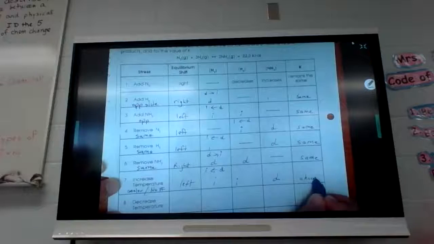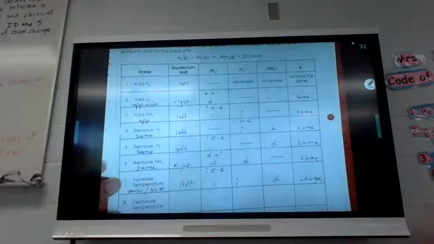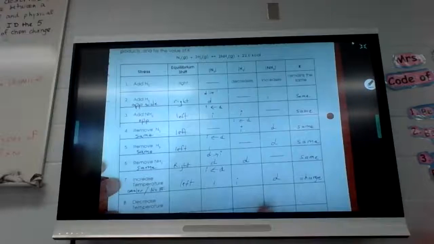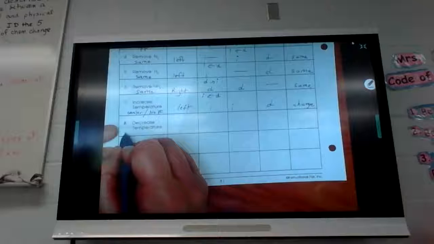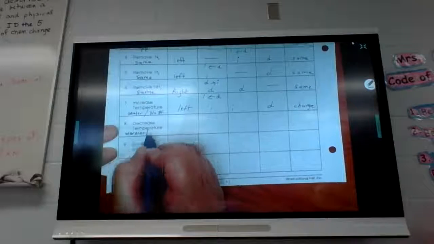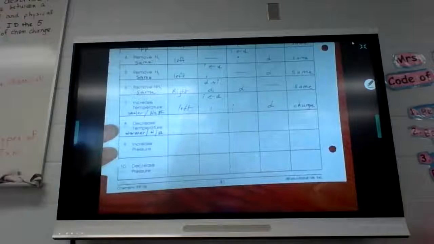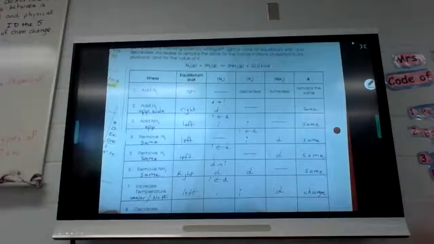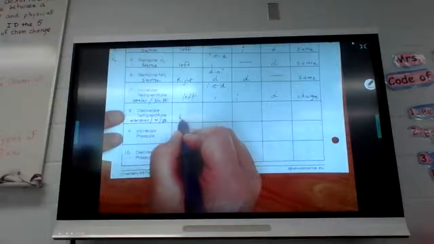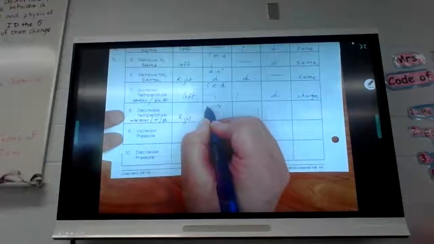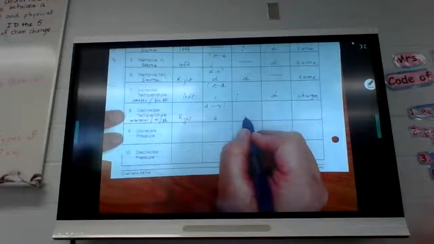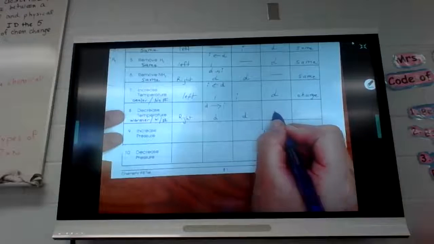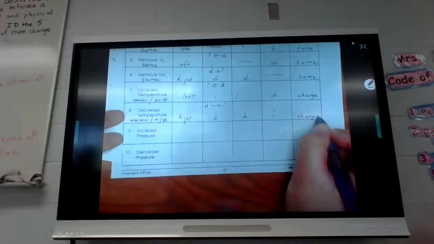K will change. Now, if you were in an AP class, you'd have to know what K will do based on whether it's an endo or exothermic reaction. You do not have to know that for mine. Now, if we decrease temperature, it goes to the warmer side, and this is the one with the number. The side with the number is the one on the right. So if we go to the right, this side will decrease, that side will increase. So N will decrease, H will decrease, ammonia will increase. And again, K will change with temperature.